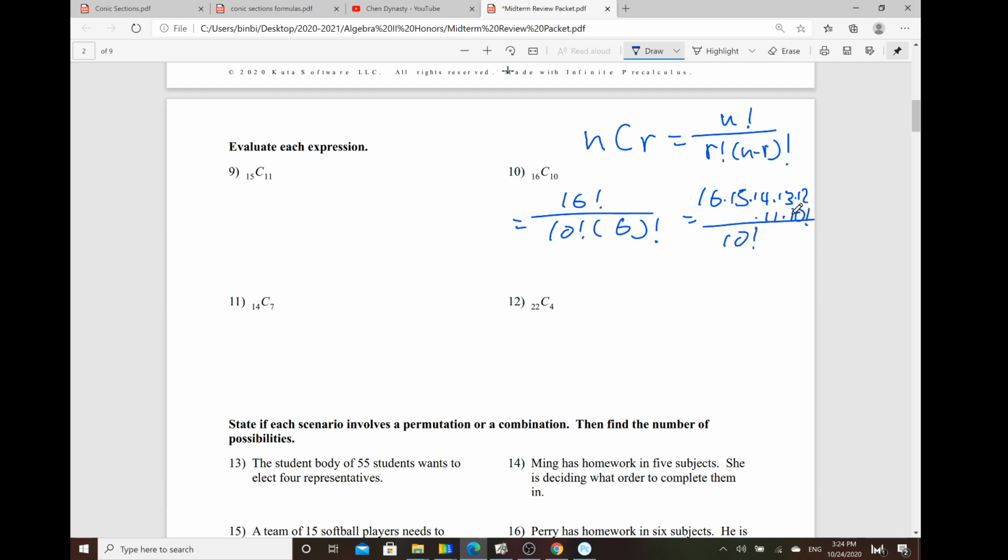The reason is that you want to reduce. And then the rest, the 6 factorial, you can multiply out: 6 times 5 times 4 times 3 times 2 times 1. And then just cross cancel and find out what that is. So this one is quite similar: 22 factorial over 4 factorial times 22 minus 4, 18 factorial. And then you want to expand it.